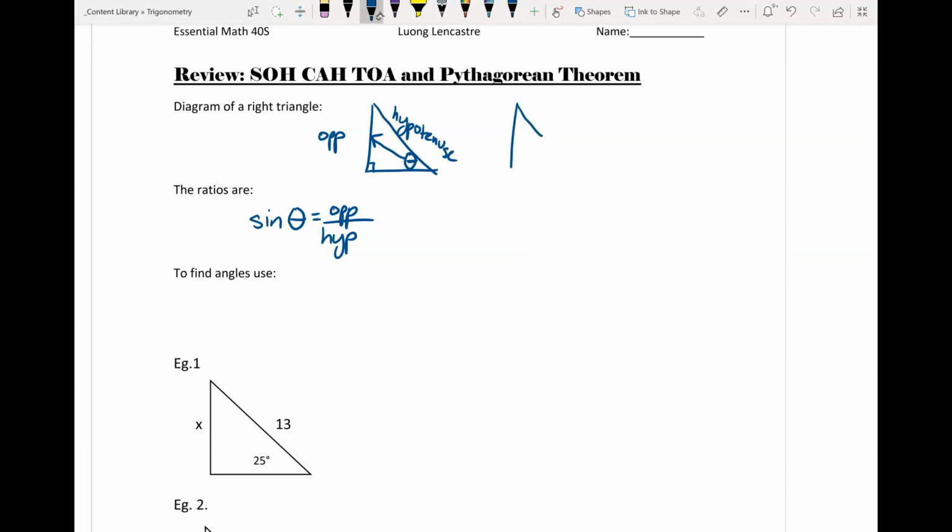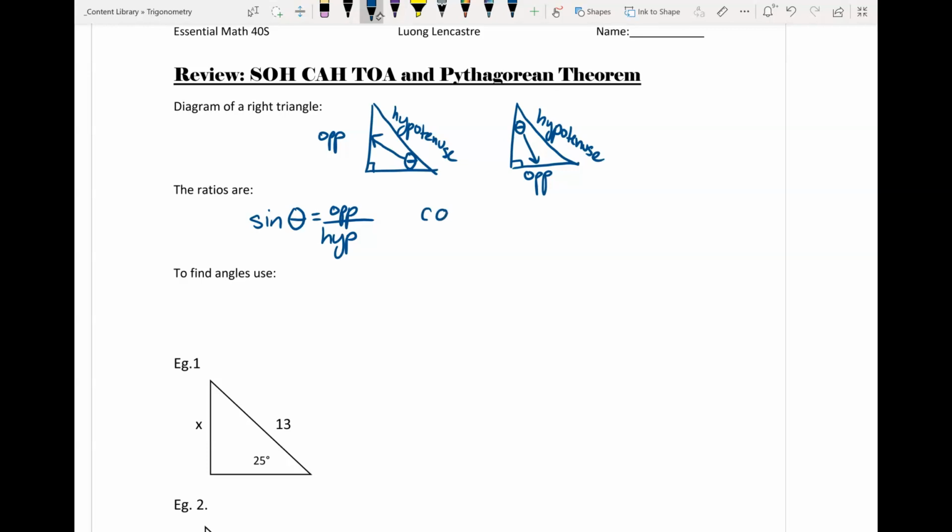But that angle doesn't need to be specifically that one. It could also be this angle here. If that's the case, then your opposite side is directly across from that angle, which is actually down here now, but of course your hypotenuse does not change. So that's what it could look like for sine theta.